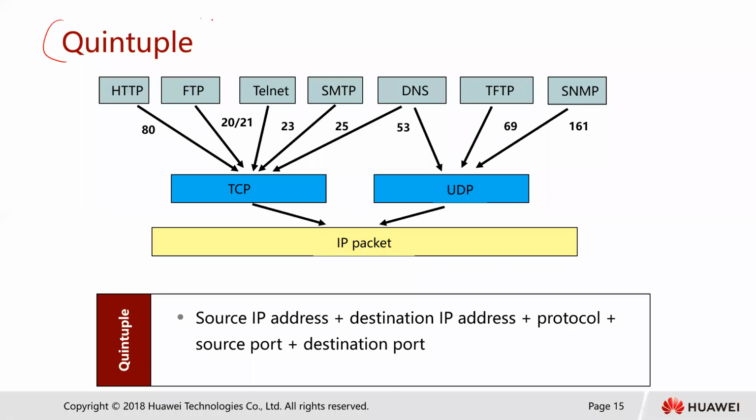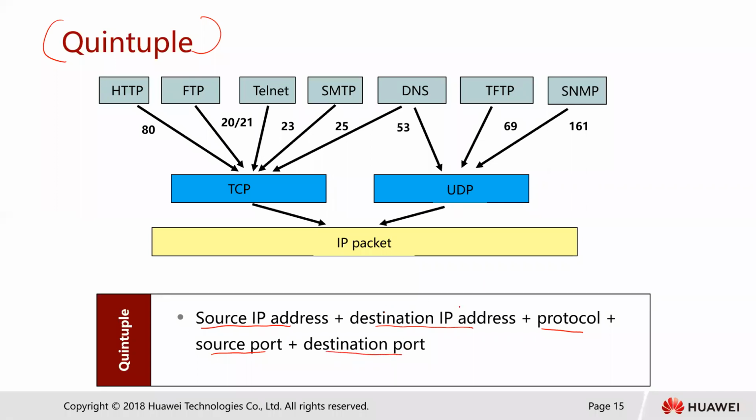This word here? Quintuple. All right, so let us look at the quintuple structure. When you're looking at the quintuple structure, we are interested in the source IP address, the destination IP address, and the protocol we are going to use, for example TCP or UDP, and then also the source port and the destination port.